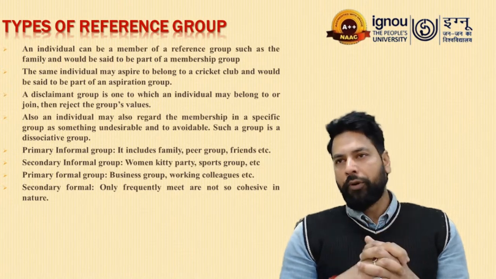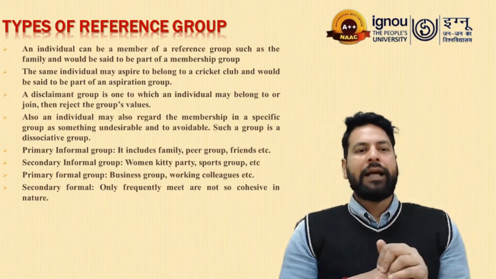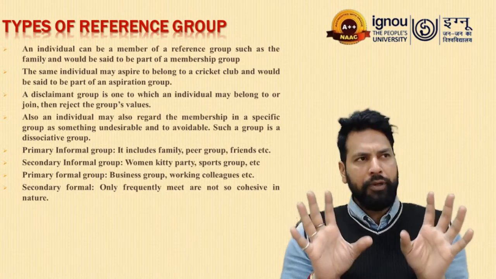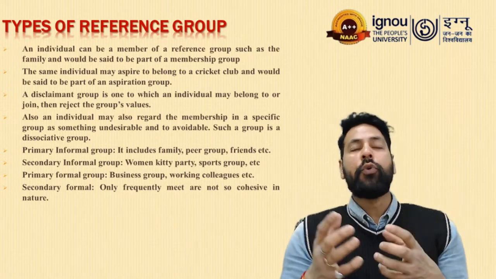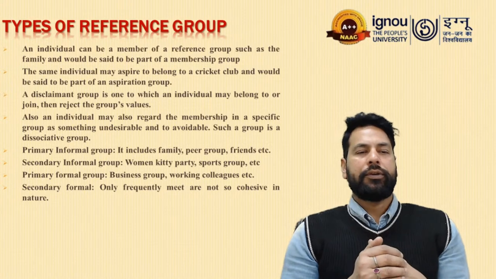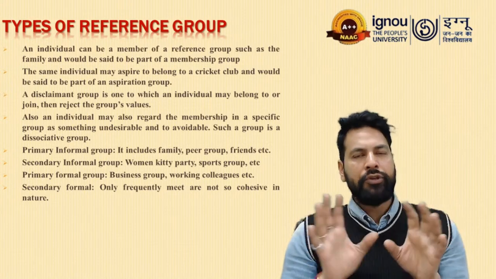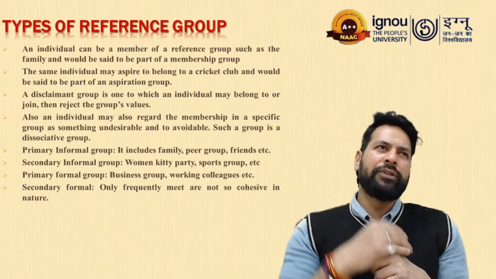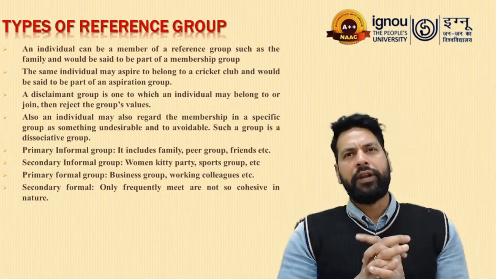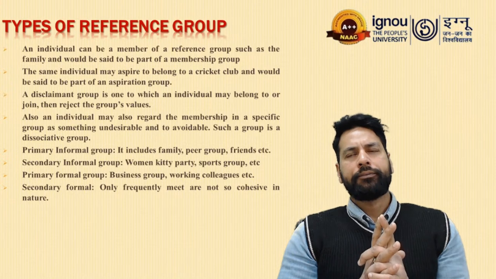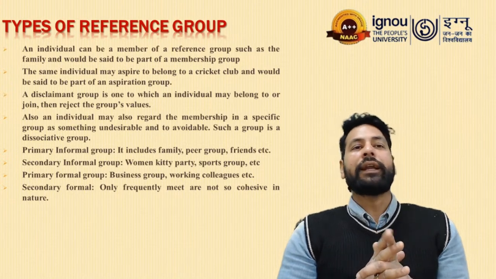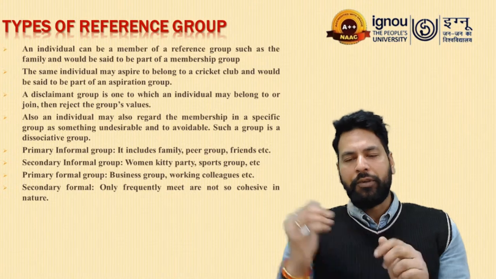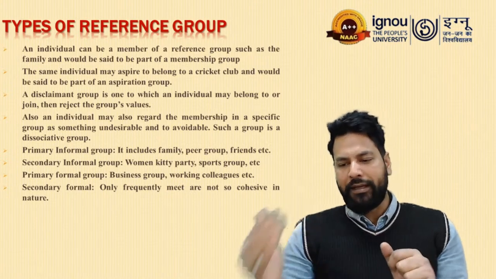We spoke about the primary formal group, the office and the business setup, and the secondary formal group, which are groups you don't meet very often. Office you have to go to every day, college you have to go to every day. So that becomes a primary formal group. But secondary you meet, let's say, once a month or a fortnight. So that becomes a secondary formal group. So we understood the types of reference group.